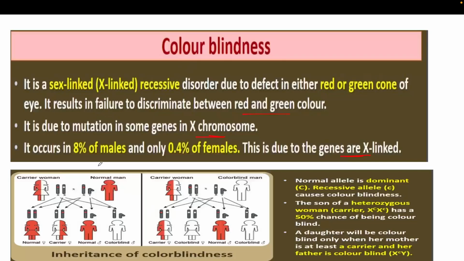Suppose a carrier mother and a normal man are crossed. What is the percentage of offspring? Carrier means it has color blindness in one locus, capital C and small c. Suppose this is the small c, and this is the normal XY man.